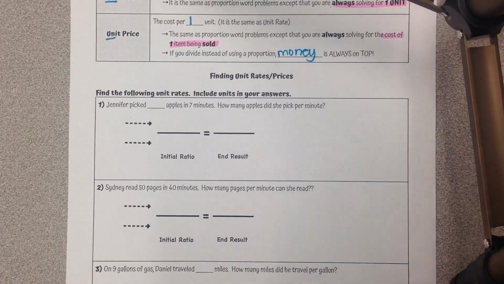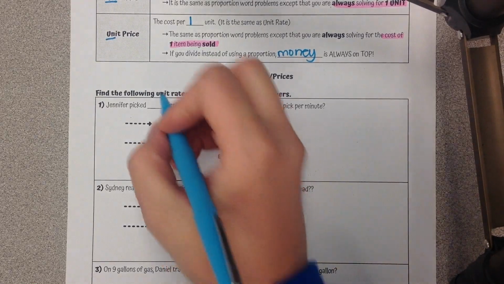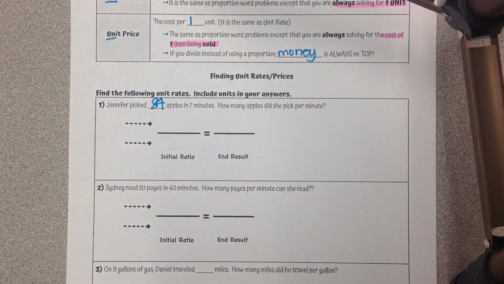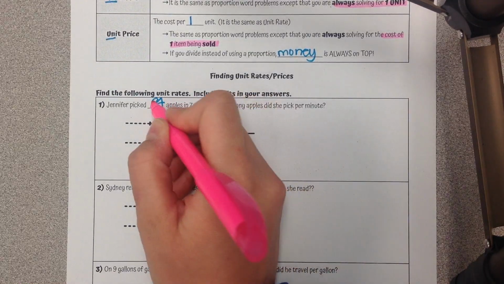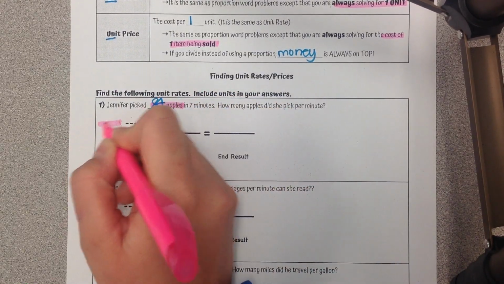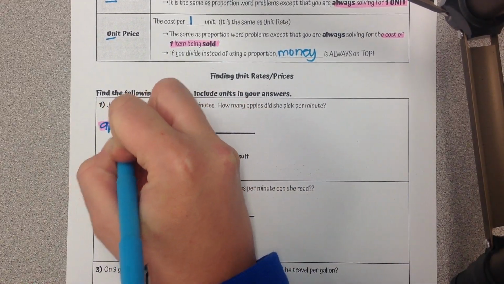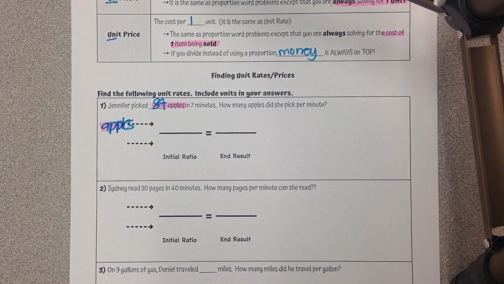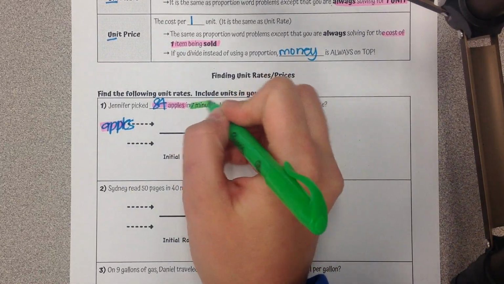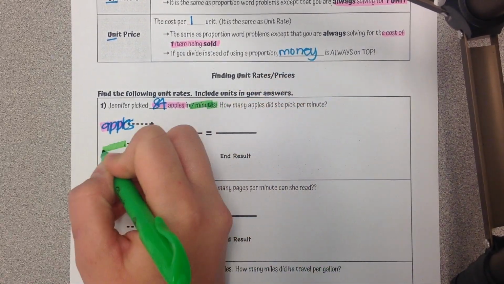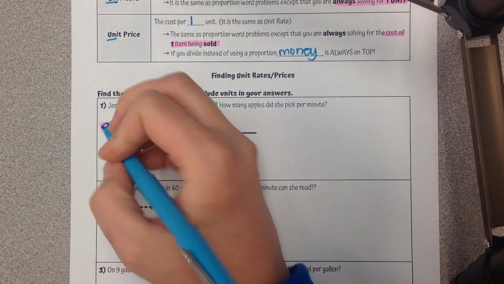Okay, so for problem 1, we have Jennifer picked 84 apples in 7 minutes. How many apples did she pick per minute? Okay, so we're going to start the same way as our proportion word problem. We're going to look for our units. Okay, so I have 84 apples, so that's going to be one of my units, apples. And I have 7 minutes. So my other unit is going to be minutes.